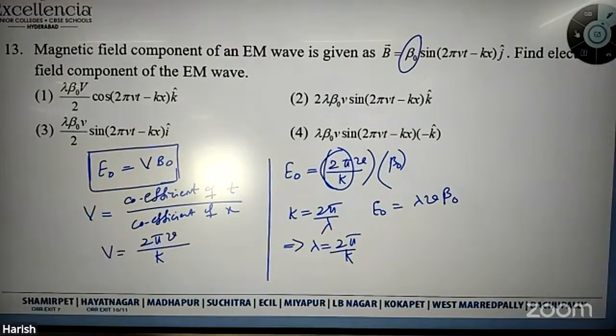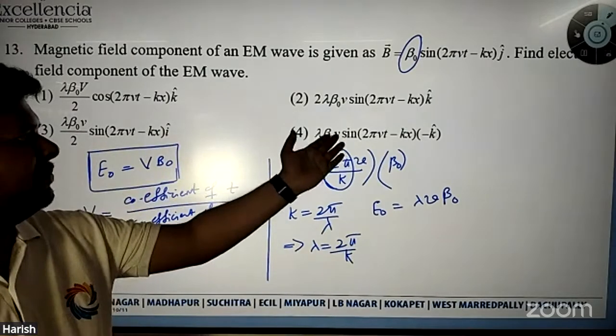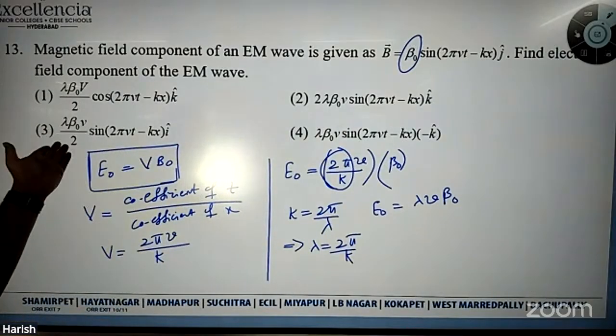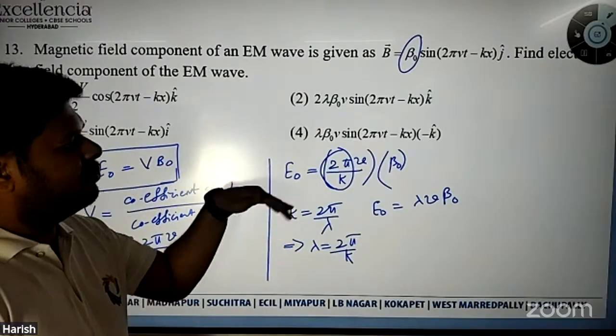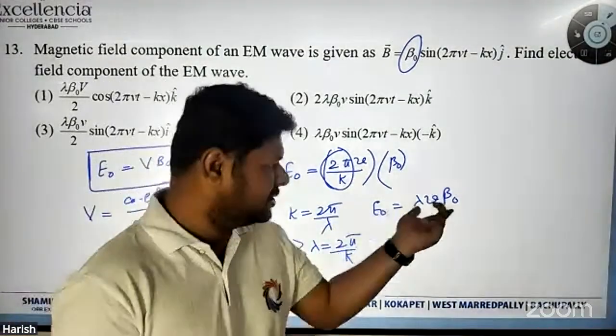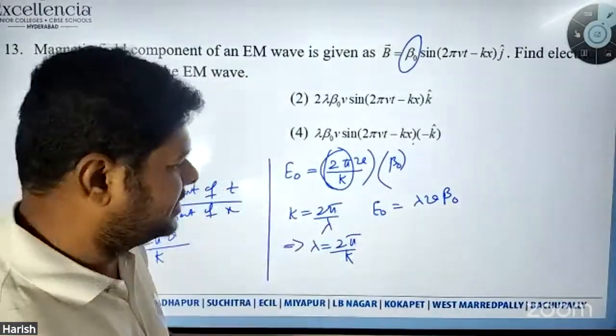So I got the magnitude of E_0, which is lambda mu into B_0. So actually, this is the only answer matching, the others are not matching. If there is one more option where E_0 is this one, then we should take care of direction also here. So how to find the direction here?